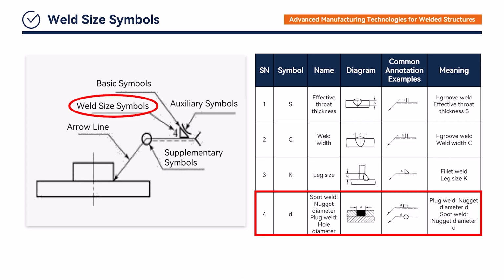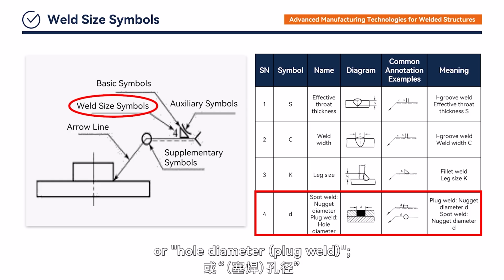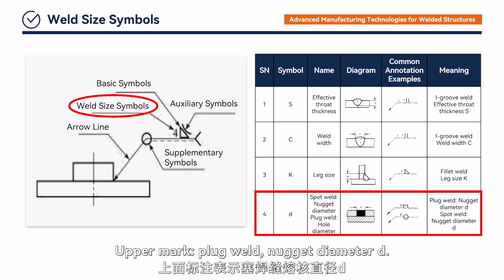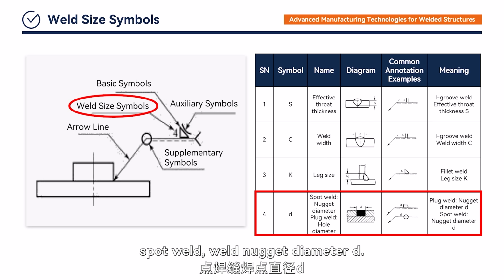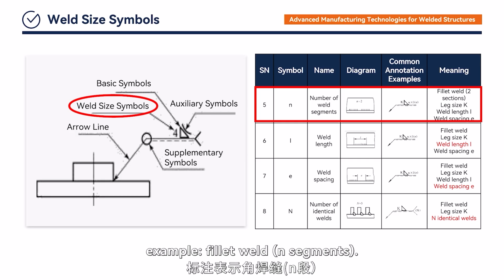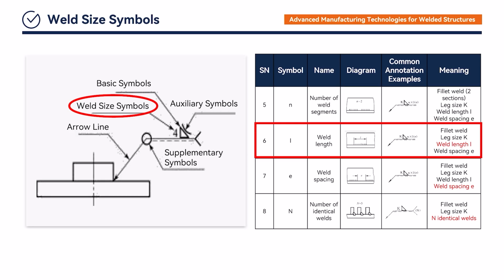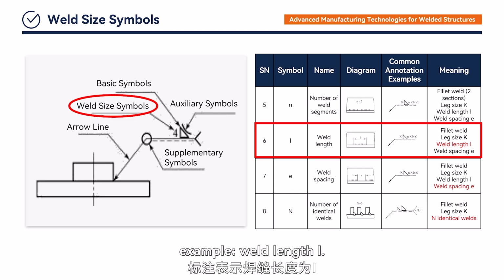4. Symbol D indicates nugget diameter of a spot weld or hole diameter of a plug weld. Upper mark, plug weld, diameter D. Lower mark, spot weld, weld nugget diameter D. 5. Symbol N indicates number of weld segments. Example: fillet weld N segments. 6. Symbol L indicates weld length. Example: weld length L.